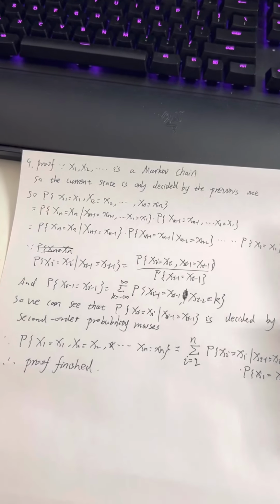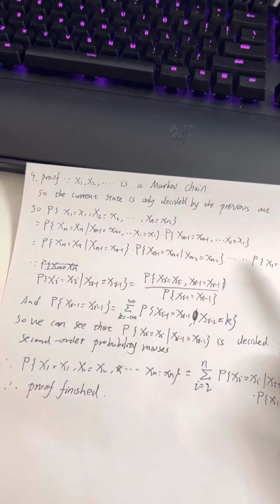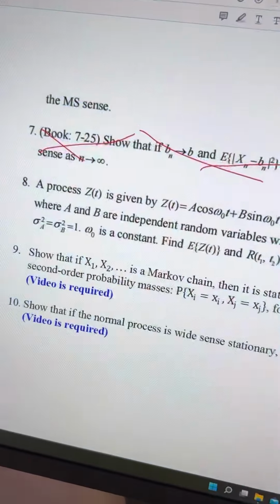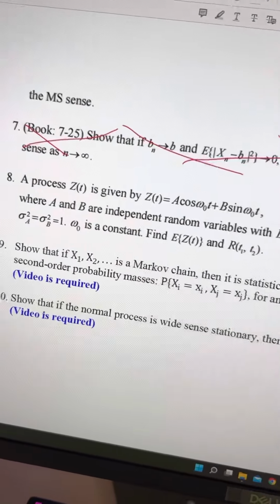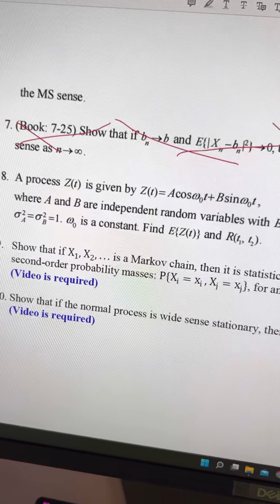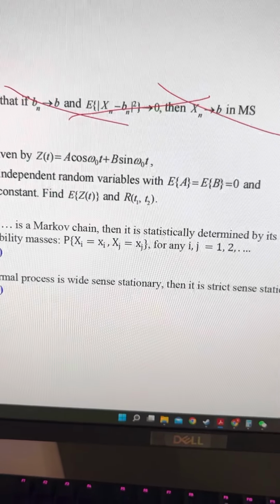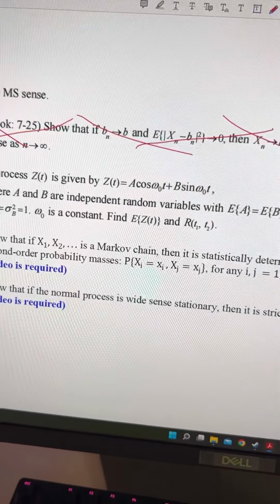Hi, this is the solution for question 9 in assignment 8 for the probability course. First, we look at the question. It tells us that X1, X2, ... is a Markov chain, and it wants us to show that it is statistically determined by its second-order probability masses.